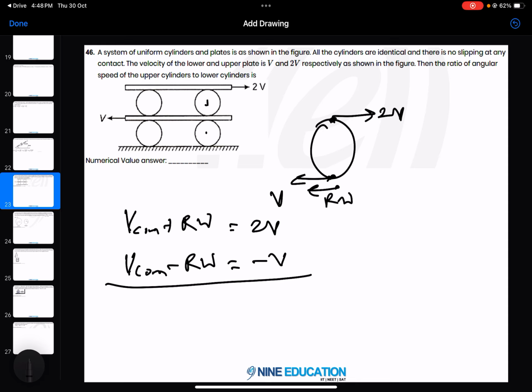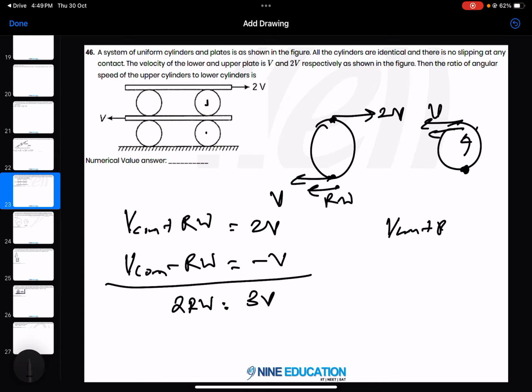Now we need omega, so subtract these two relations. 2r omega will be 3v. We'll get omega from here. Now writing the same equation for the lower sphere, here velocity is towards left. The point of contact velocity is 0, so it is spinning this way. At the topmost point, v center of mass plus r omega is v. V center of mass minus r omega is 0. Subtracting both, 2r omega is v.